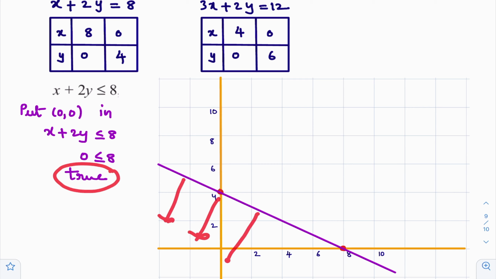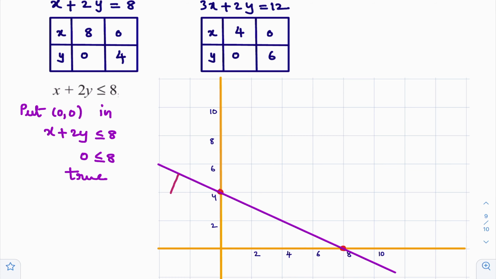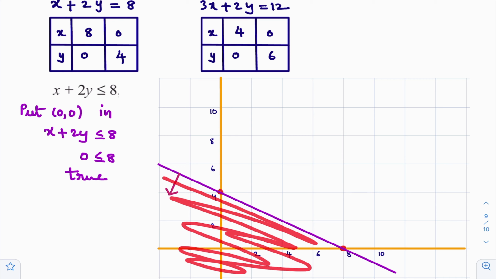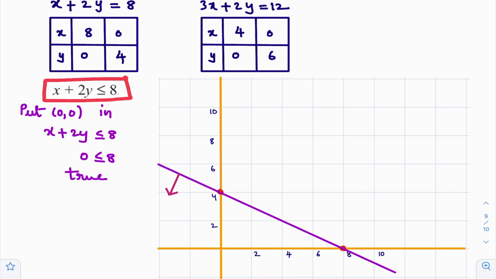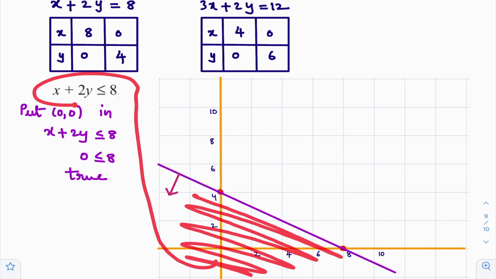That means whatever values you take here, all the values satisfy this inequality x plus 2y less than or equal to 8. You just keep it in your mind that this side we got, right? So at the end I will shade the feasible region. Okay, we graphed this inequality. The graph of this inequality is this part. So this is the solution of this inequality.